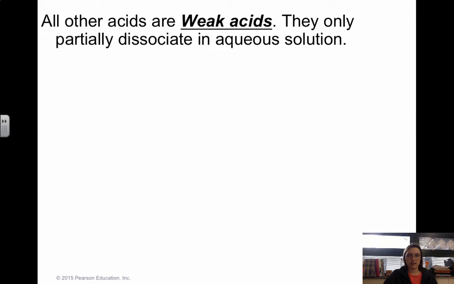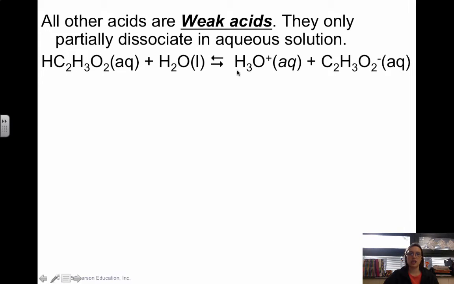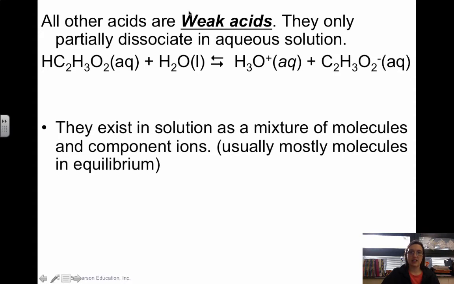Any other acid is a weak acid. So any besides the 7 is a weak acid. They only partially dissociate. So what that means is you're going to have some of this acetic acid, but not all of it's going to break apart into the ions. You're only going to have a little bit that's going to dissociate into the ions to give us H3O plus and the acetate ion. That's why we have this double arrow. So they exist in solution. So if we have a beaker of acetic acid, you're not only going to have H3O plus and C2H3O2 minus, you're also going to have molecules of acid. Typically, weak acids are going to be composed predominantly of the acid molecules.